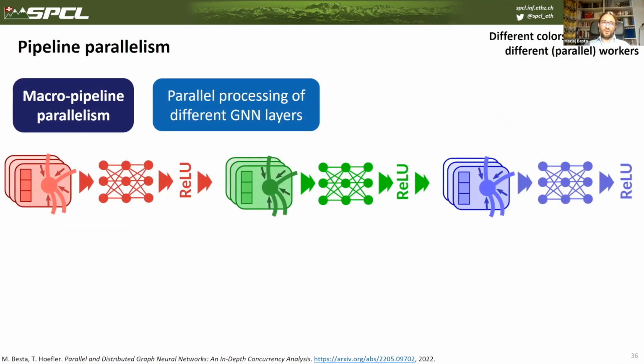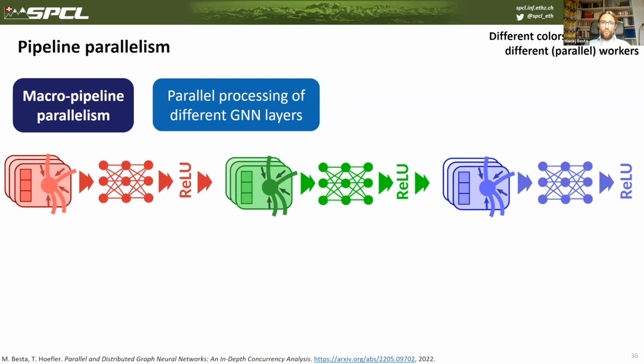called macro pipeline parallelism, because now we could think of assigning different workers to different GNN layers, right? So here we can see that a given execution of a GNN has 3 GNN layers, and one worker is responsible for the whole first layer, the other is responsible for the whole second layer, and the third worker is responsible for processing the whole third layer, right? So this is a pipelined execution of a GNN computation across different GNN layers.